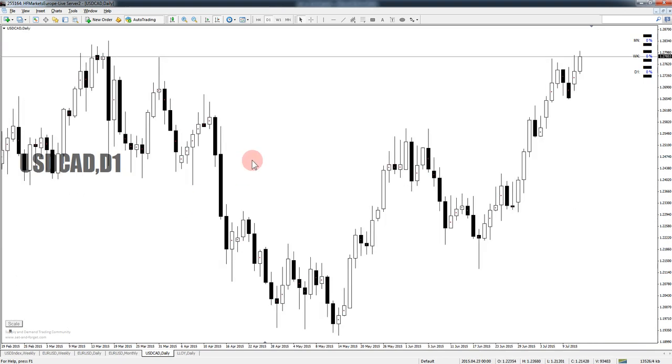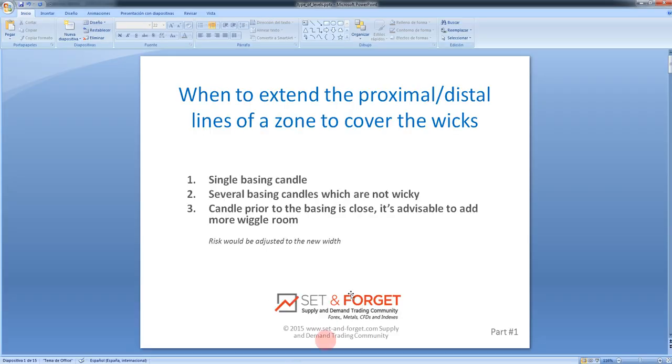Let me try to locate another example here. Well, I believe that's pretty clear. Otherwise, I will extend the video too much, and this is supposed to be a short 5 minute video. Hopefully, you understand under which scenarios we can tweak a little bit the drawing of the proximal and distal lines of potential imbalances. Thanks a lot.